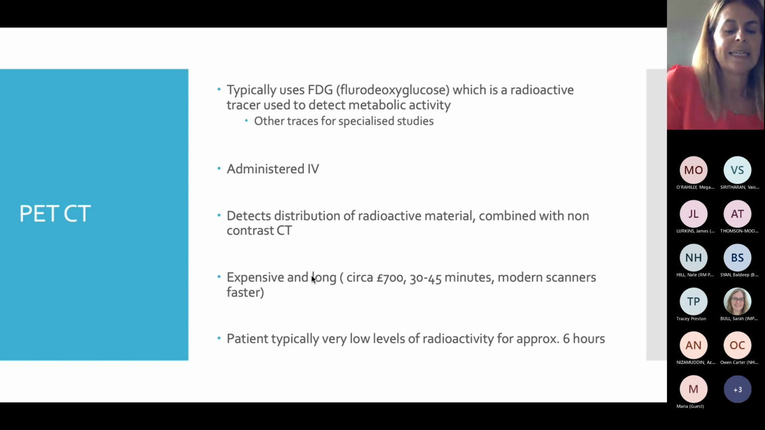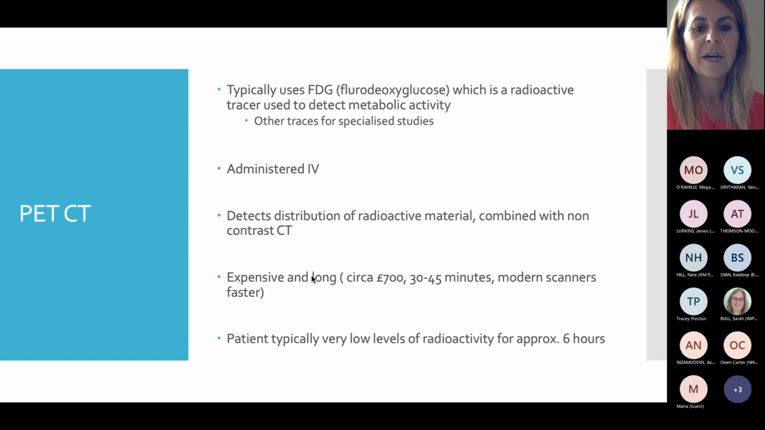So PET-CT, again, rarer in its use as a first line, but you may need to be thinking about circumstances when you might use this. As I'm sure you are aware, we use FDG, which is the radioactive tracer used to detect metabolic activity. There are more modern tracers for specialised studies, so around prostate cancer and things which you may have heard of, but the workhorse of PET-CT is FDG.